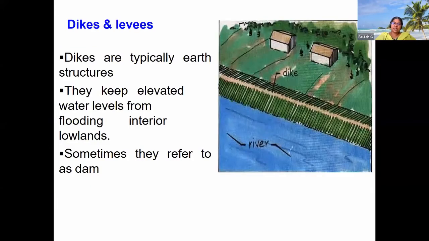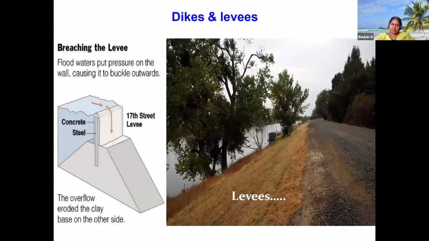Dikes and levees. These dikes are typical earth-like structures, and they keep elevated water levels from flooding interior lowlands. Sometimes they are referred to as dams also. You can see here these dikes, not only in river banks, can also be constructed along the low tidal regions. In the low tidal regions, these dikes and levees play a very important role. This is another good example of the levees which are placed here. You can see the water bank on the adjacent regions of the backwaters.